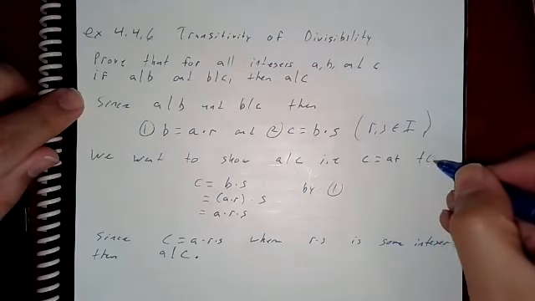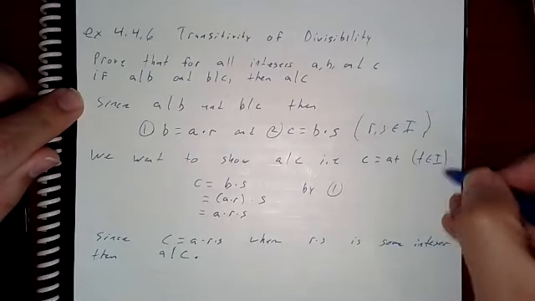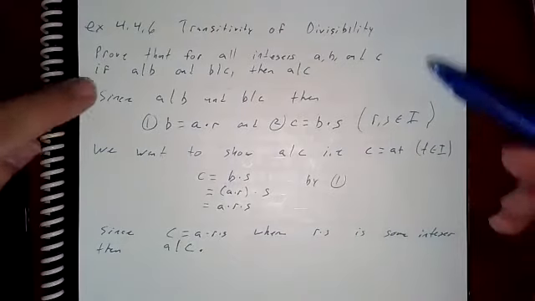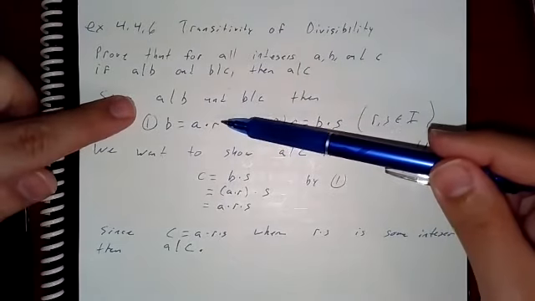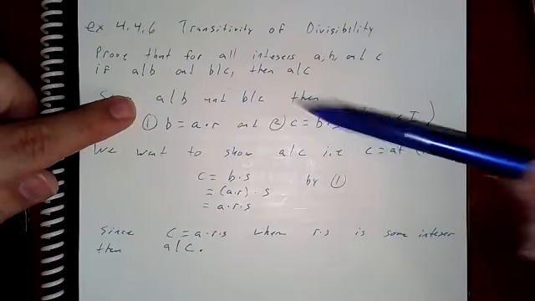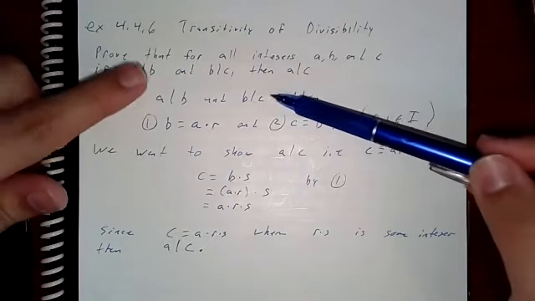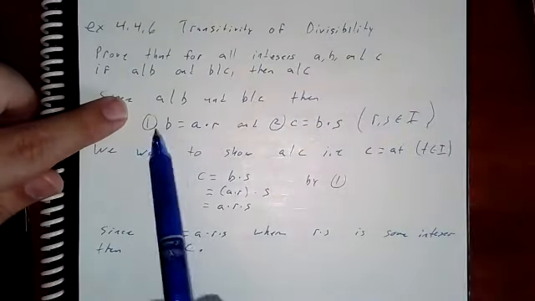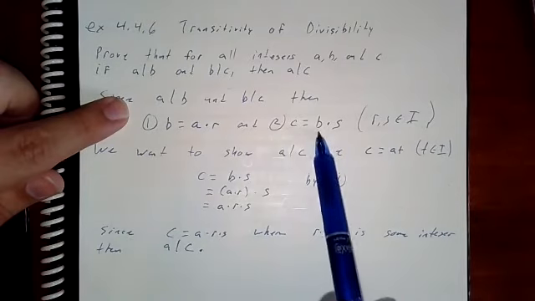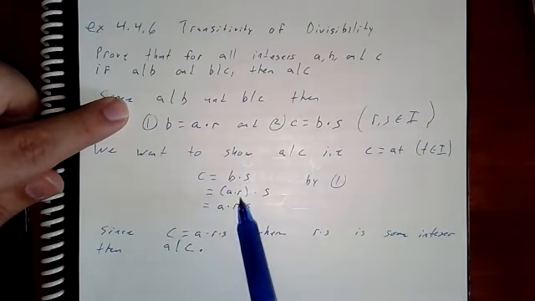And t is an integer, of course. We said that, but I'm going to write it down. So b is equal to ar and c is equal to bs, based on the definition applied to these two. So now I can substitute the b, ar, here. So c is equal to ars, where r times s is just some integer.